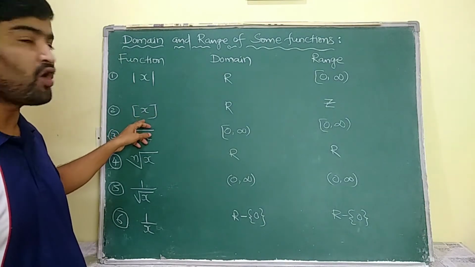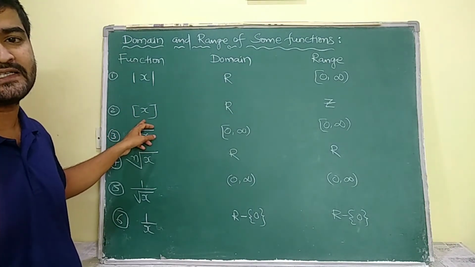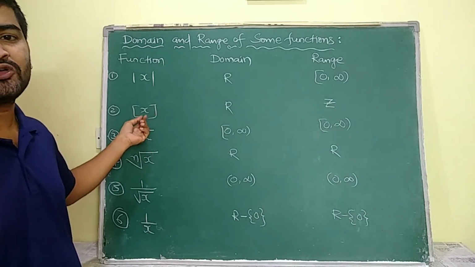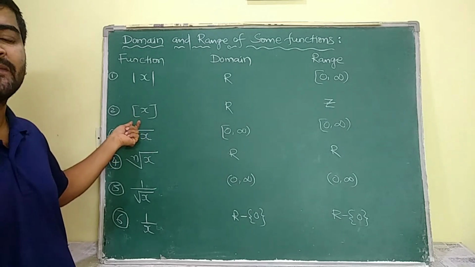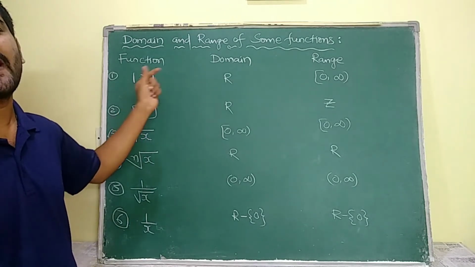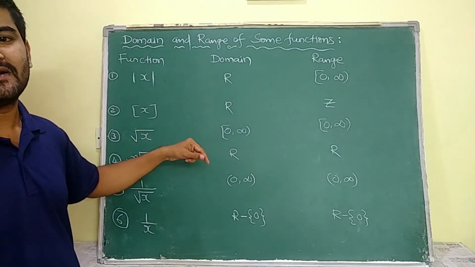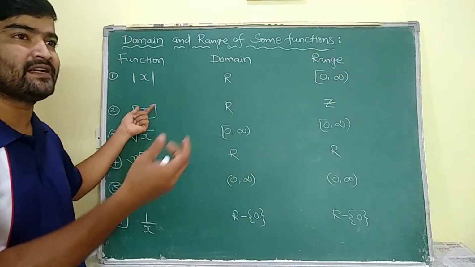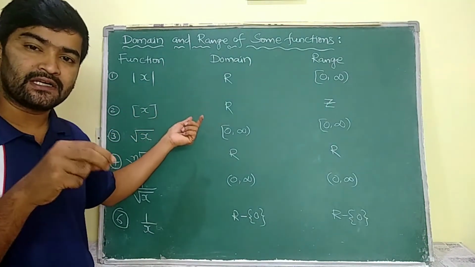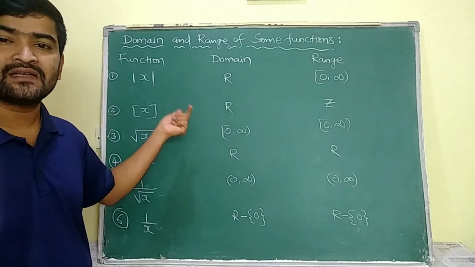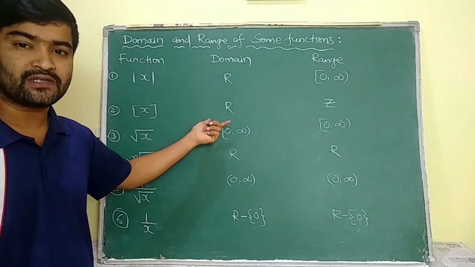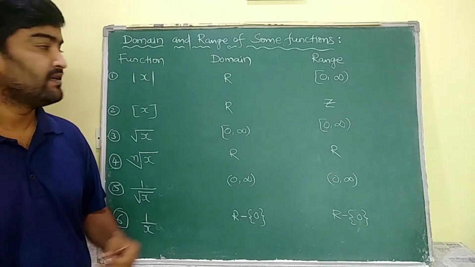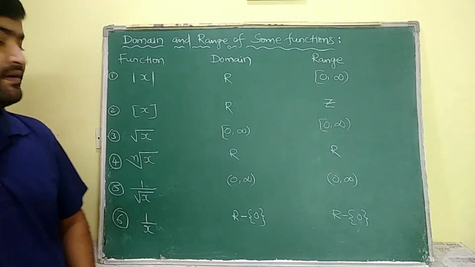See, here this is box x. Box x means we know that it is an integer function. Now we are going to place any real number in the place of x, then we are going to write the closest integer. So for this box x, we are going to insert any real number. The values which we are inputting are known as the domain. So the domain of this box x is real numbers, and the answers we are obtaining are integers. So that's why the range is Z.